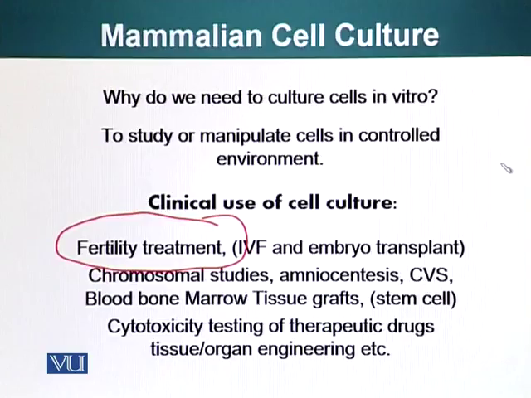Chromosomal studies, when we want to look at chromosomes of a person for whatever reason, we need to culture cells. And when we culture cells, we have to get them at a division phase, for example, metaphase, where the chromosomes are maximally condensed, so we can look at chromosomal aberrations. So we need to culture white blood cells, for example, or amniotic cells to look at the chromosomes.